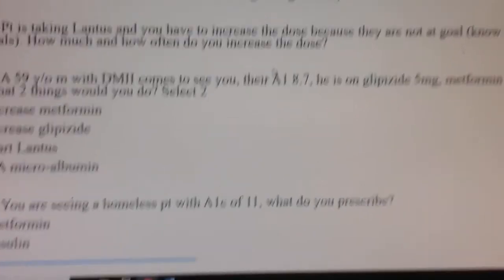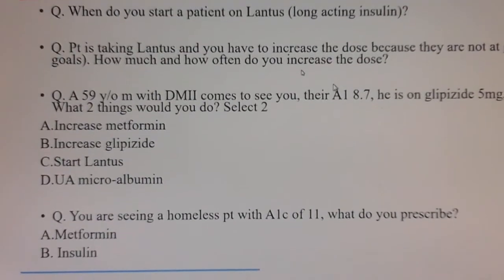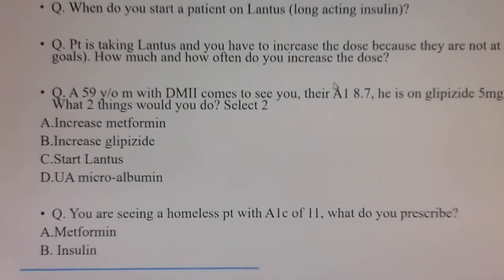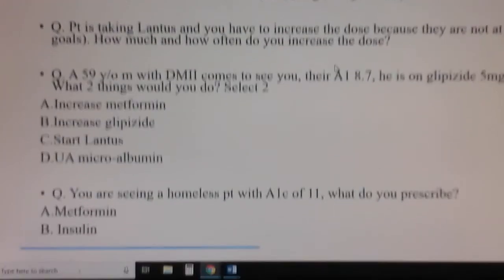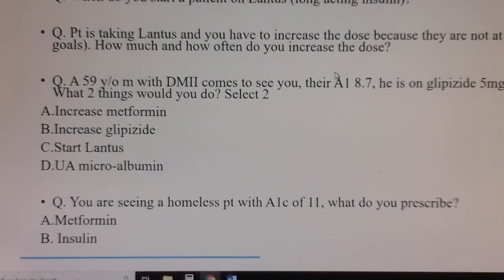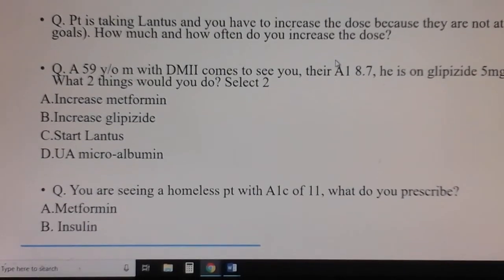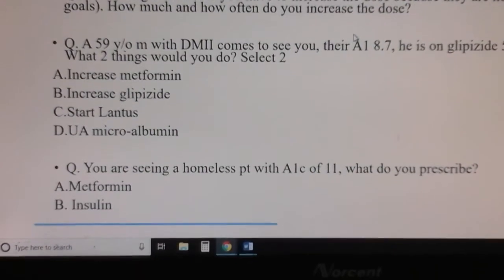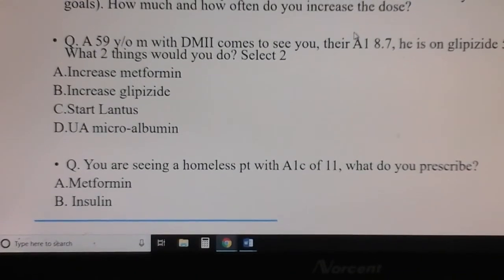All right, so let's move on to the next question. A 59-year-old comes in and has type 2 diabetes. By the way, the exam is going to be mostly about type 2 diabetes, not type 1. Their A1C is 8.7. They're on glipizide 5 and on metformin 1,000 a day. What 2 things would you do?